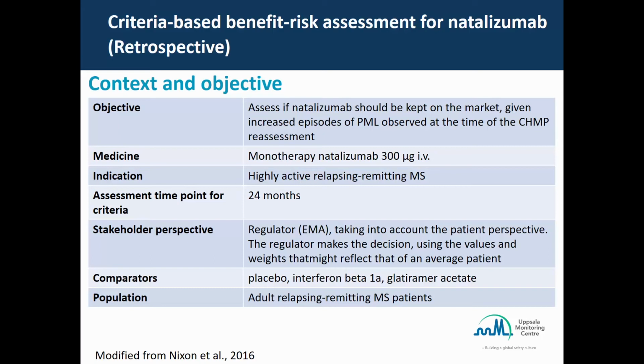And the important thing here is that it's performed from the perspective of the regulator, which is stated out here. And the decision that is supposed to be made is whether natalizumab should be withdrawn or not. That is stated up here in the objective.